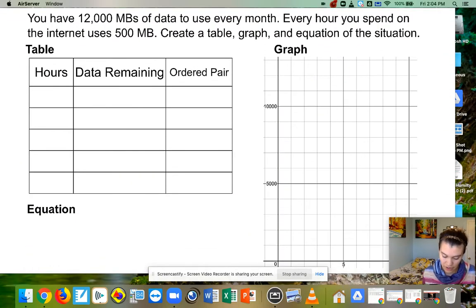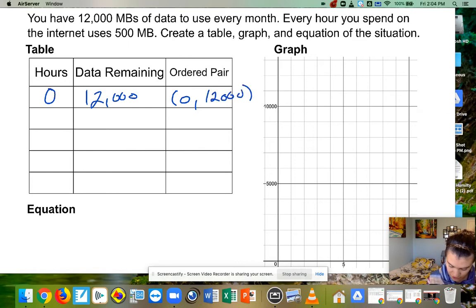Okay, so another example. You have 12,000 megabytes of data to use every month. Every hour you spend on the internet uses 500 megabytes. So we want to create a table, graph, and equation of this situation. So let's start off. If we have 0 hours, we've done nothing. Well, then we still have our initial 12,000 megabytes. We write that in our ordered pair. We have (0, 12,000).